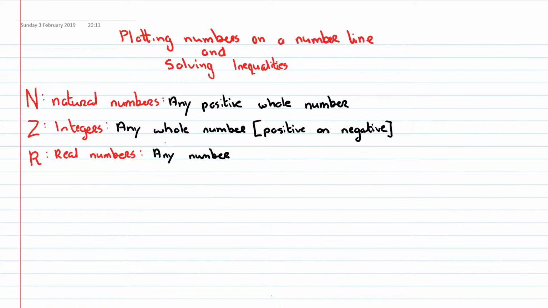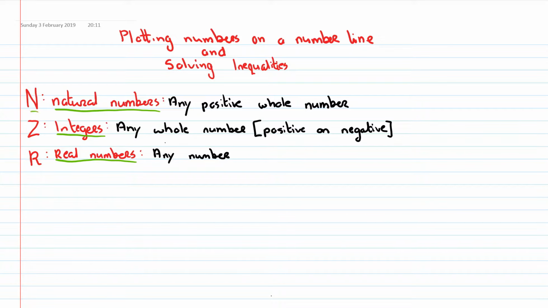Okay, in this video we're going to plot numbers on a number line and we're going to solve inequalities. So the first thing I'm going to do is plot numbers on a number line. For the basis of our study, we are going to look at three different types of numbers: natural numbers, integers, and real numbers. Starting off with natural numbers.